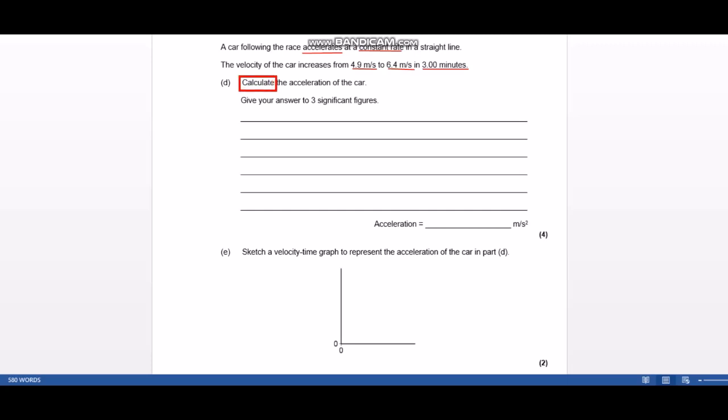Calculate means we're going to have to use an equation. We want an equation for acceleration. It says give your answer to 3 significant figures. Okay, if we don't do that, we won't be able to access all the marks. So there's an equation for acceleration which says the change in velocity divided by the change in time is equal to acceleration.